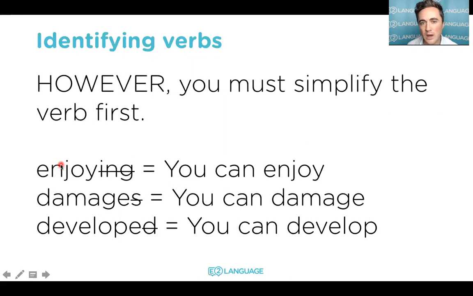Now, it's not quite as easy as a noun, because remember that verbs change a lot. You can have see, like I can see, you can see, but then the verb can change to seeing or saw or seen. So what you have to do first is simplify the verb. If the text says enjoying, well, you can enjoying doesn't work, but this is a verb. So you simplify it: you can enjoy. And then yes, you know that this is a verb, just in a different form.